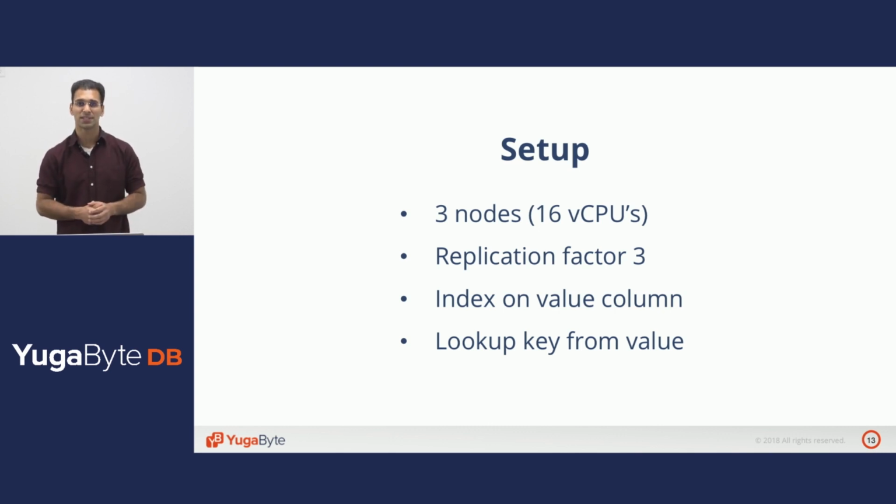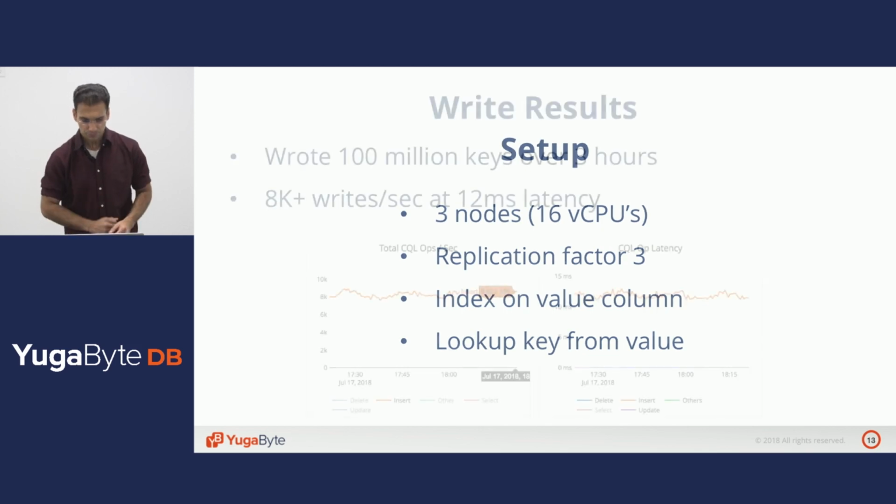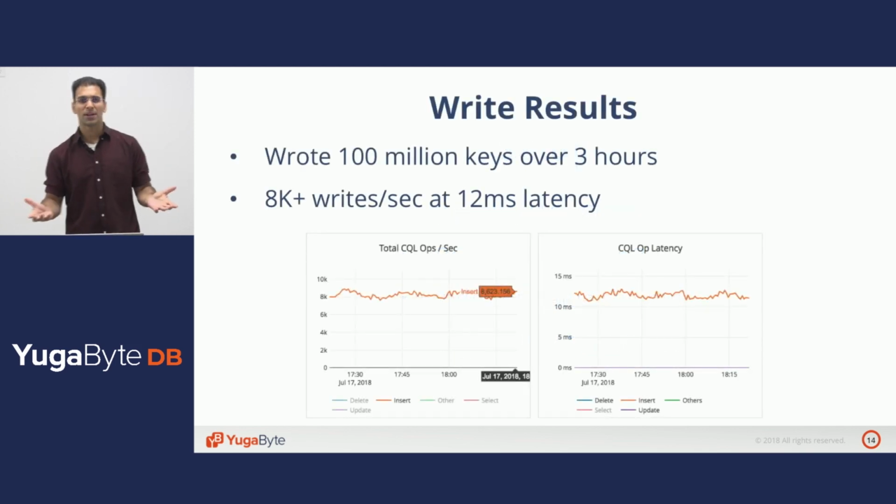So this is a key value example. We keep looking up by value to retrieve the key, which is exactly similar to looking up the user ID given the email. Now, we wrote about 100 million keys. It took us about 3 hours to load the data. And we were getting about over 8,000 write operations per second at a 12 millisecond latency, right? And you see the graphs below which show you that the latency and the operations per second are pretty steady. And if you want to scale out, you just have to add more nodes.